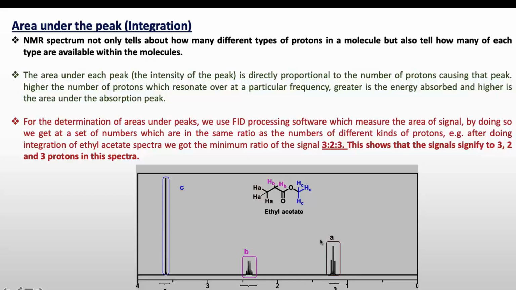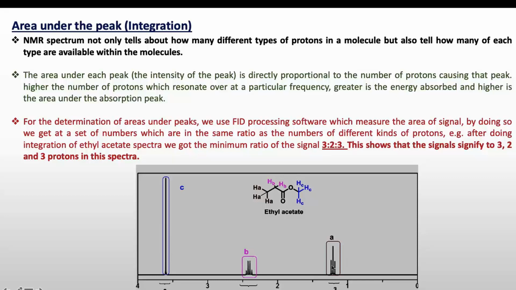As you can see in the spectrum of ethyl acetate, the height of each peak is different, meaning each peak has a different area. This area directly corresponds to the relative number of protons giving this peak. For the determination of area under peaks, we use FID processing software, which measures the area of the signal. By doing so, we get a set of numbers which are in the same ratio as the number of different kinds of protons. For example, after doing integration of the ethyl acetate spectrum, we got the minimum ratio of the signals as 3:2:3.